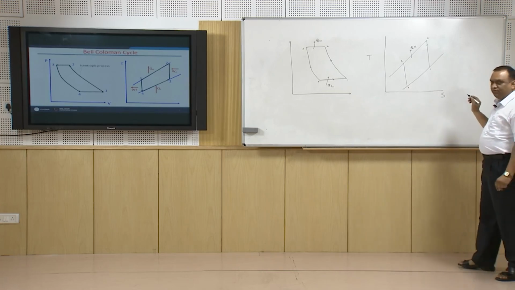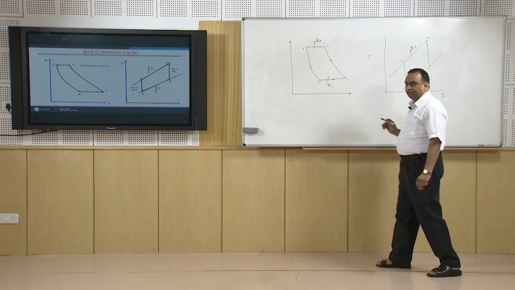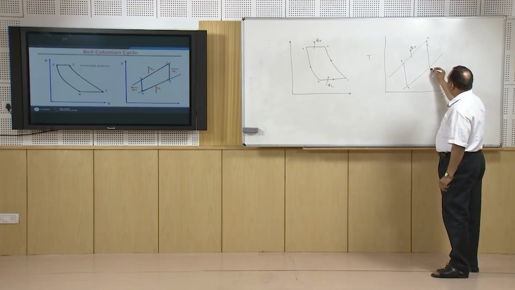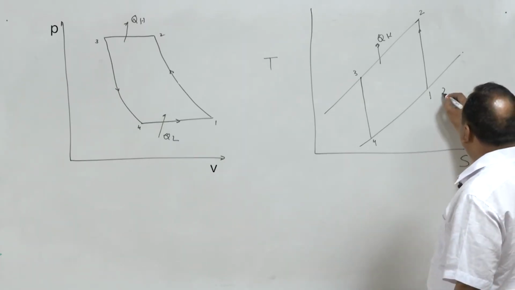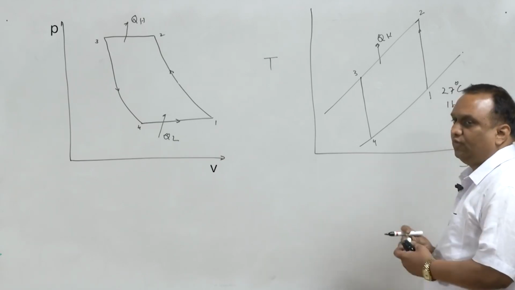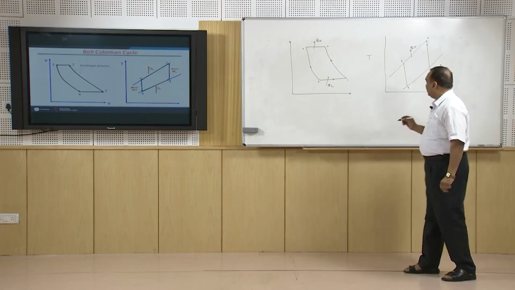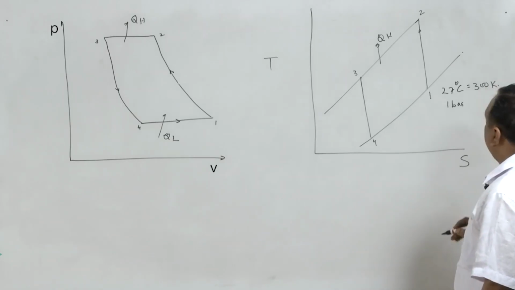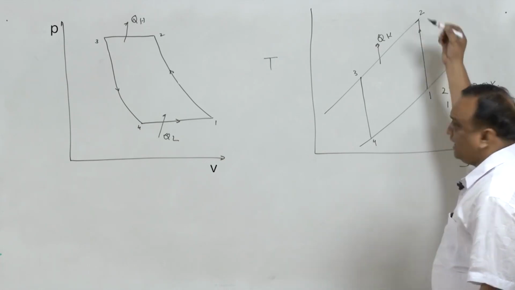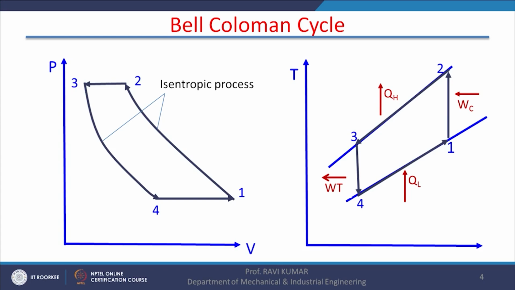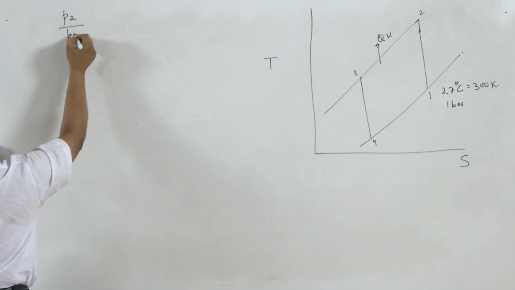Now, I will give you some numerical values for these states also, so that you will have a fairly good idea about the cycle. Starting from state 1, suppose the air is available at 27 degree centigrade and 1 bar pressure. When air is available at 27 degree centigrade, it is equivalent to 300 Kelvin. Suppose this air is compressed in a compressor having a compression ratio of 4, so P2 by P1 is 4.